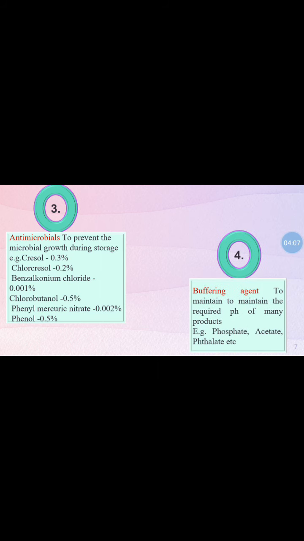Next additive is the buffering agents. Buffering agents are used to maintain the pH of the parenteral product during its storage and are important for preventing degradation by ionization or by interaction of the product with the material of the container. The buffering agents used are phosphates, acetate, phthalate, then acetates of sodium, potassium, calcium and magnesium.